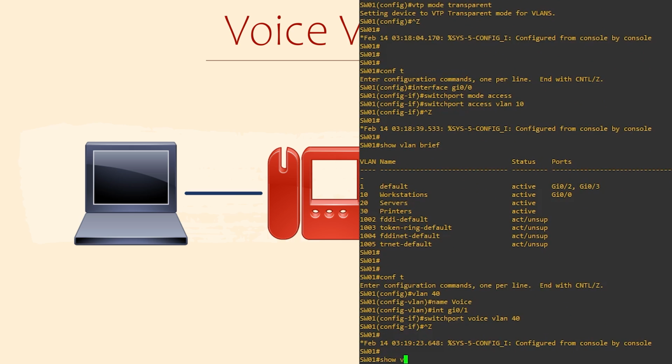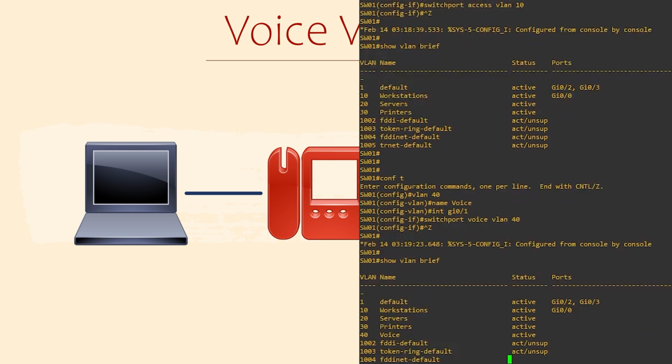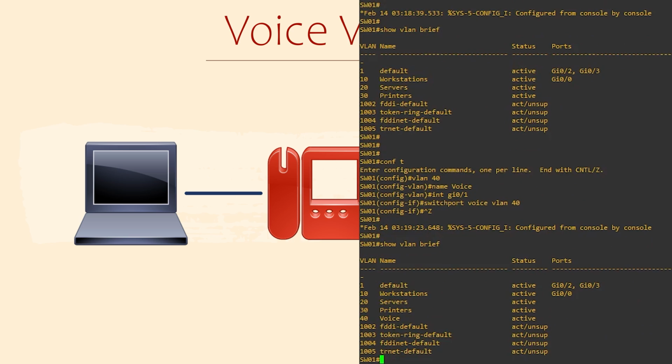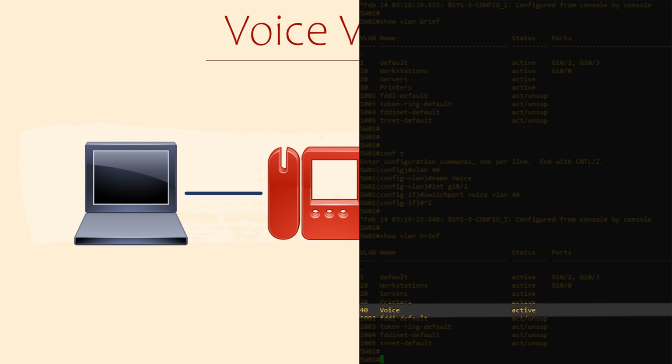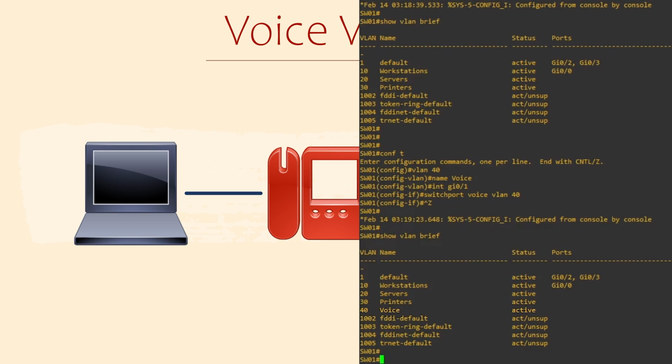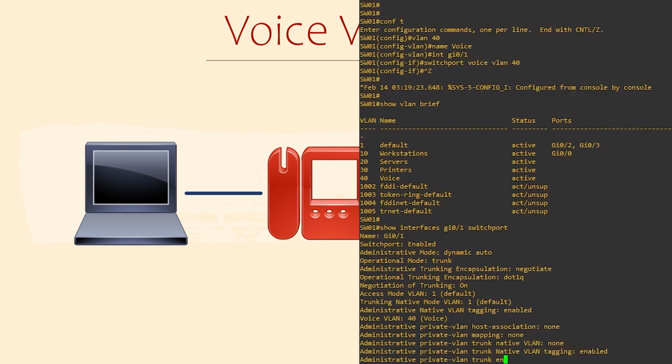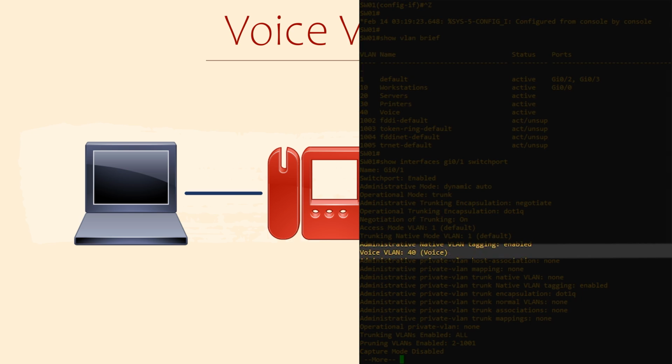When we run show VLAN brief again, we can see that the voice VLAN has been created, but it isn't showing up on that interface. I picked an interface that was down, unfortunately, so it's not showing here. So to check this one, we can run show interfaces Gi0/1 switchport. Here we can confirm that the voice VLAN is also configured on this port.